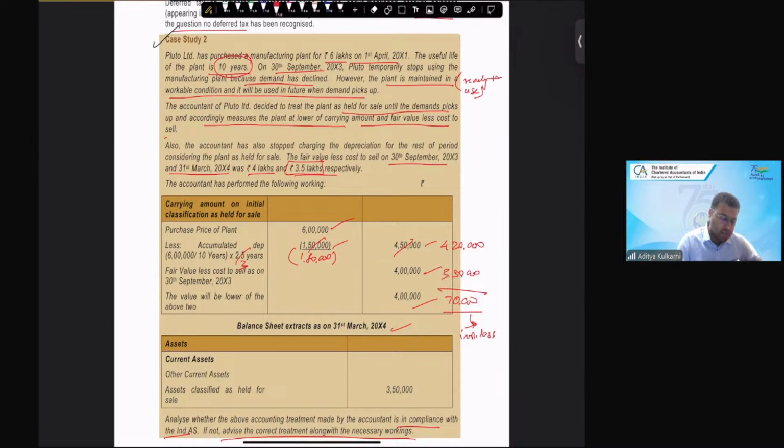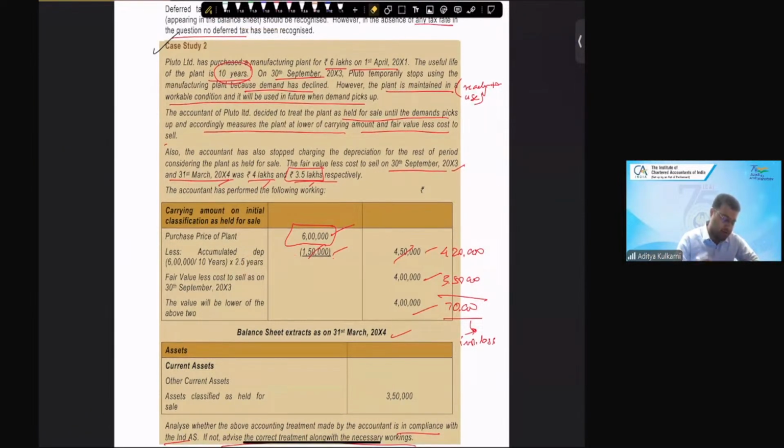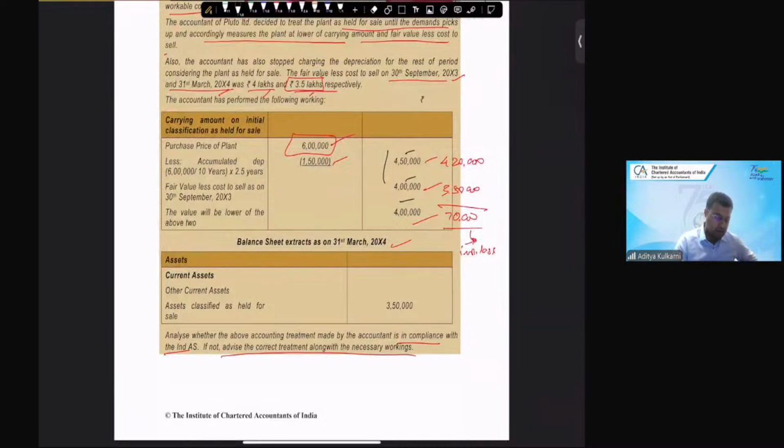The fair value less cost to sell on 30th September X3 and 31st March X4 was 4 lakhs and 3.5 lakhs respectively. So what the accountant has done is he has taken 6 lakhs as the cost, the purchase price, which is correct. He has taken accumulated depreciation only for 2.5 years. अच्छा, तो 2.5 years उसने लिया. So 6 lakhs divided by 10 into 2.5, 1,50,000. So that comes to 4,50,000. Fair value less cost to sell 4 lakhs. So value will be lower of the two, so that comes to 4 lakhs. So balance sheet extracts: other current assets, assets classified as held for sale, 3,50,000.